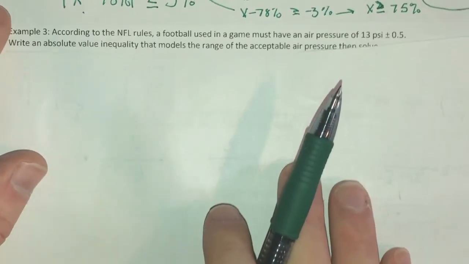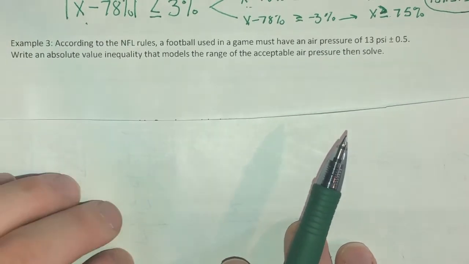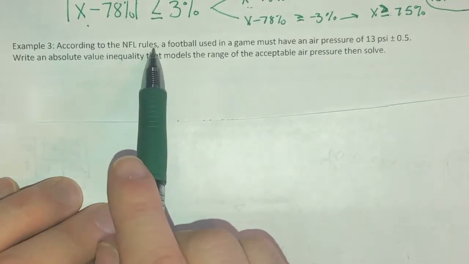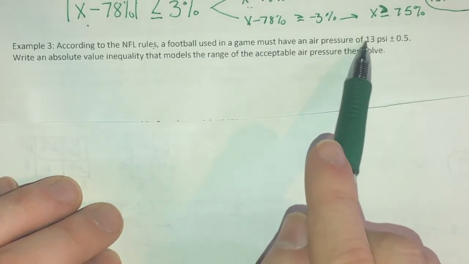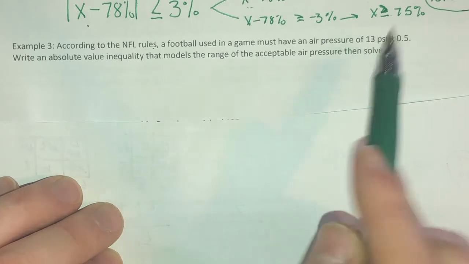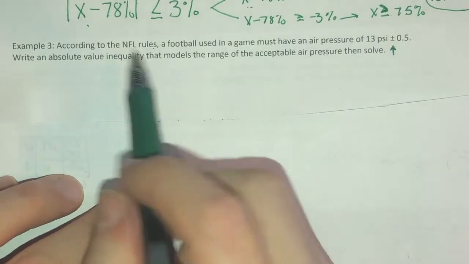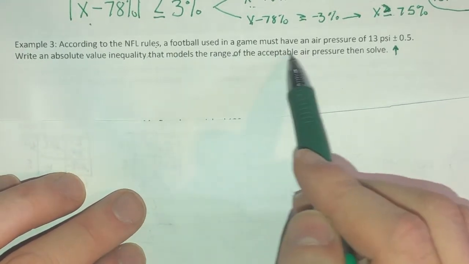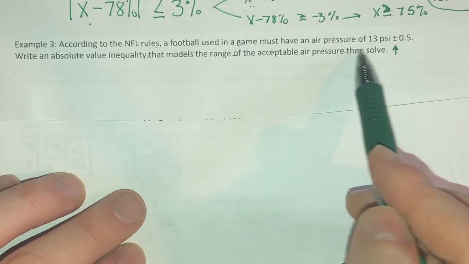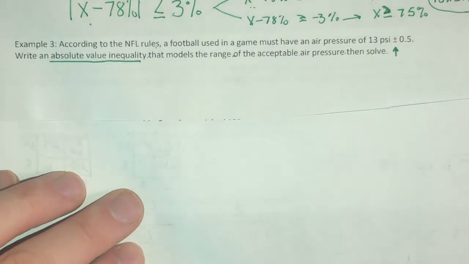Okay, I'm going to now come down to this, and this is going to be a you try. And I know we got a lot of football fans out there. So according to the NFL rules, a football used in a game must have an air pressure of 13 psi plus or minus 0.5. Write an absolute value inequality that models the range of the acceptable air pressure, then solve. Notice it specifically asks us for an absolute value inequality.